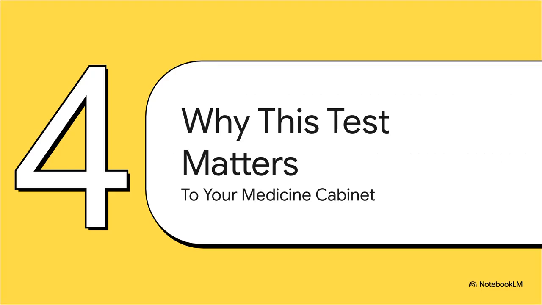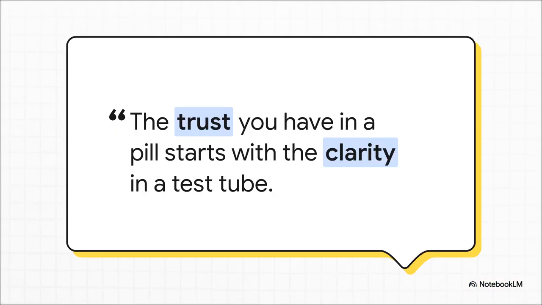All right, we've decoded the messy diagram, we get the science, but let's connect this back to what really matters. How does this simple test in a lab have anything to do with the medicine that might be sitting in your cabinet at home? Well, it all boils down to this single, powerful idea. The trust you have in a pill starts with the clarity in a test tube. That simple visual proof is the very first critical link in a long chain of quality control.